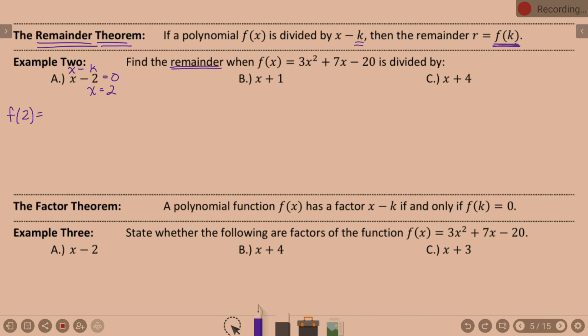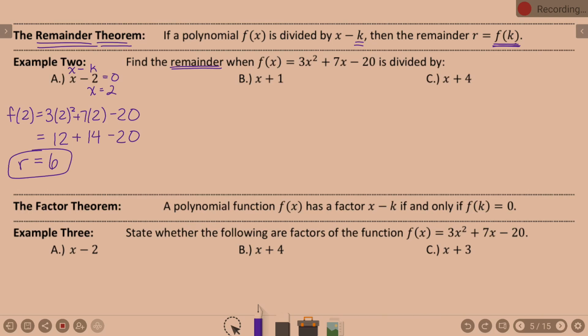So f of 2, yeah, we're leaving the hard stuff behind for today. So 3 times 2 squared plus 7 times 2 minus 20. 3 times 2 squared is 12 plus 14 minus 20. 26 minus 20 is 6. What is this I just found? Your remainder.